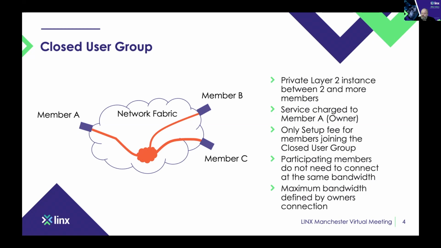The bandwidth for the different members doesn't necessarily need to be the same for everybody. Different use cases might have different needs, where some members want to join a specific closed user group at a lower bandwidth, depending on what service the owner wants to provide over it. It is just limited in that the maximum bandwidth is defined by the owner of the closed user group, basically by the bandwidth of the initial service with which he orders the closed user group.